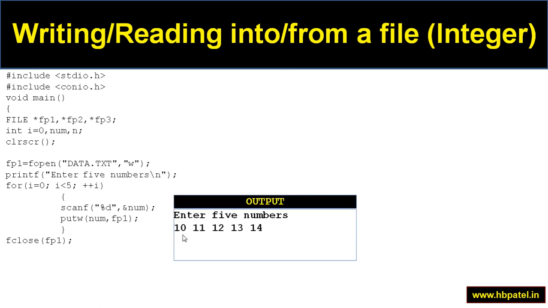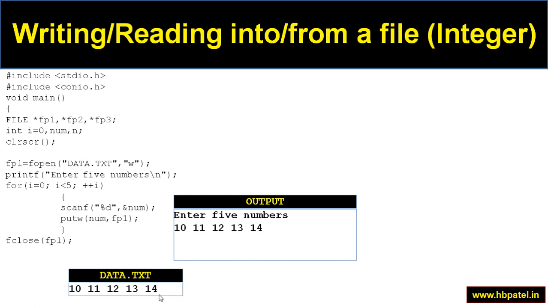So when I run the program, I'll enter 10 the first time, so that 10 goes to fp1, next time 11, then 12, then 13, then 14. All these numbers will be stored in fp1, meaning data.txt, and then the file is closed. So this data.txt file is ready. It has got 5 numbers in it.